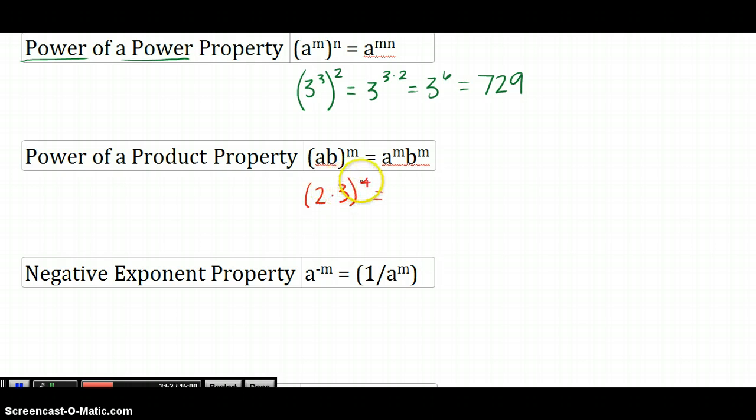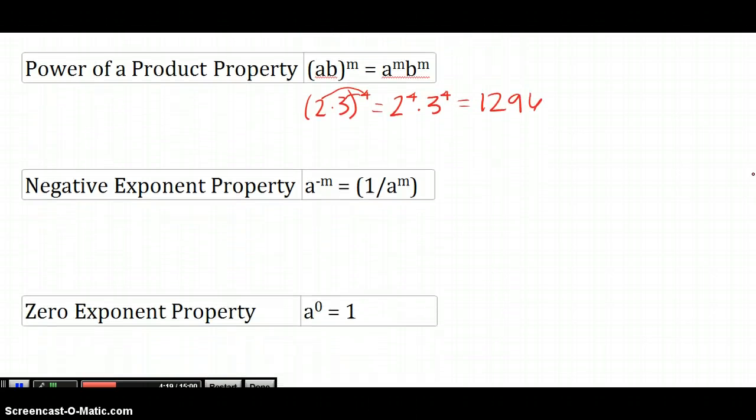So the property says what you can do is basically distribute your power. So you can rewrite it as 2 to the 4th times 3 to the 4th. And then if you had to evaluate that, you would do 2 to the 4th times 3 to the 4th, and you would get 1,296.